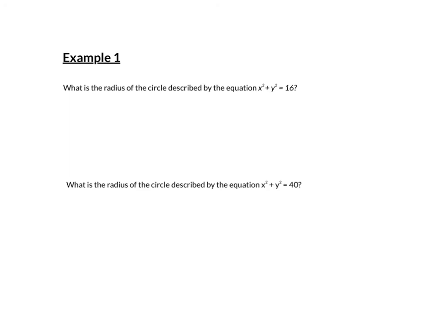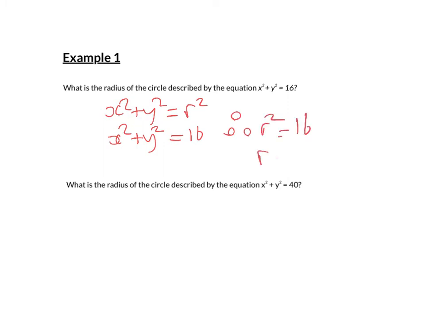In these first examples, we're asked to find the radius of a circle when we're given the equation of that circle. And this is quite trivial. All you've got to do is remember that the general form is x squared plus y squared equals r squared. We've got x squared plus y squared equals 16. So therefore, r squared equals 16. Therefore, r must equal the square root of 16, which is 4. Okay, going for positive measurement.